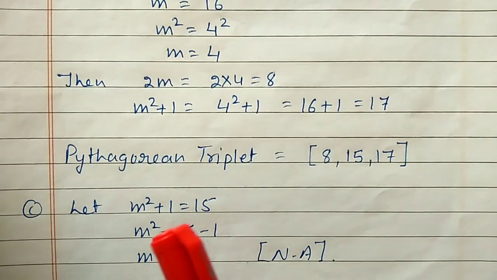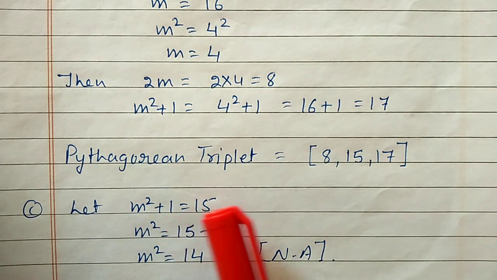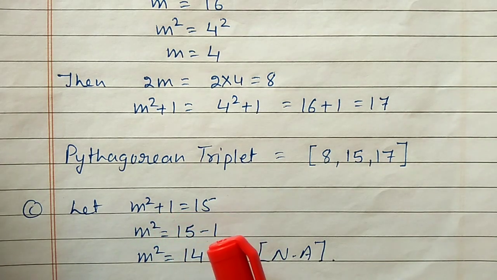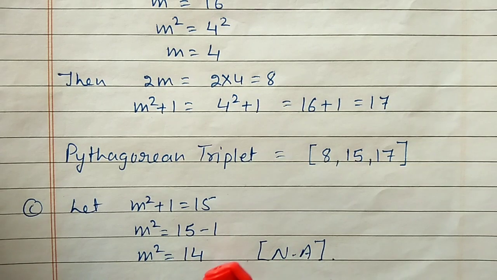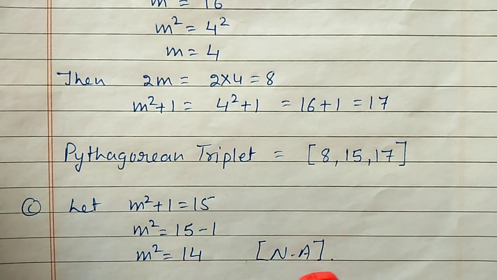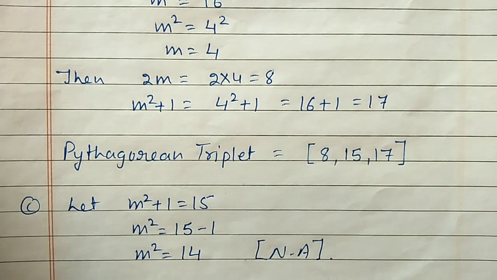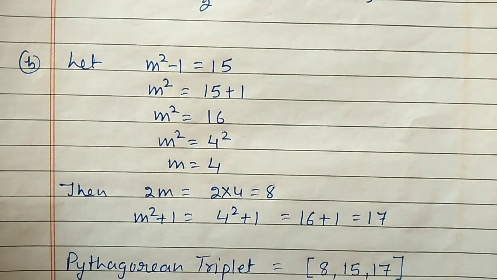Now we will substitute in the third case also. Let m square plus 1 be equal to 15, then m square is equal to 14. 14 is not a perfect square number. It means this condition is not applicable. In this part only one condition, m square minus 1 equal to 15, is correct.